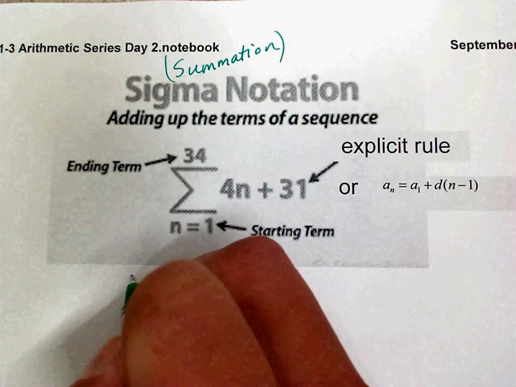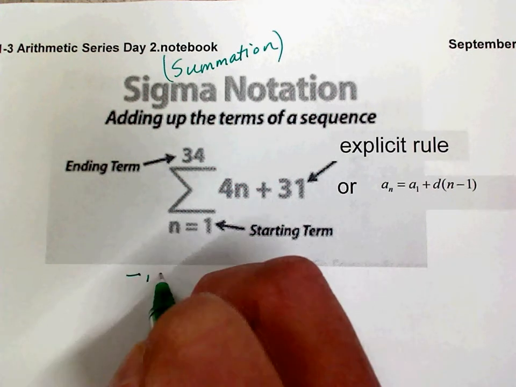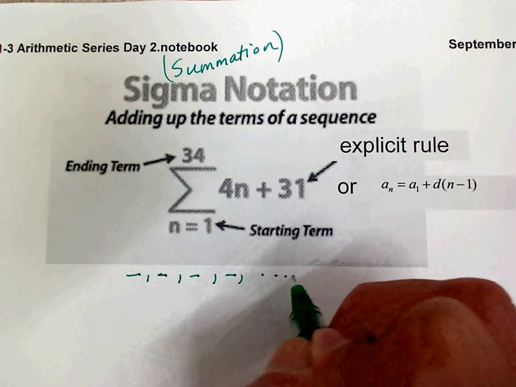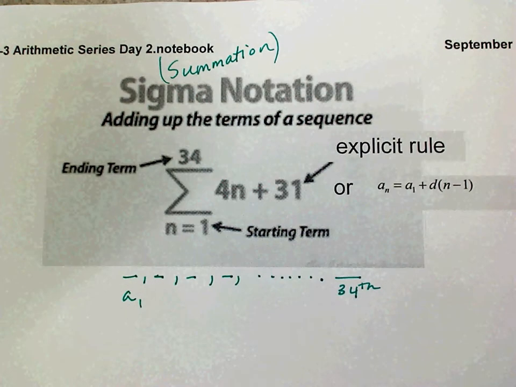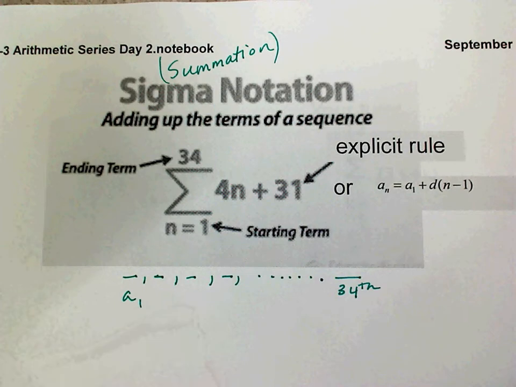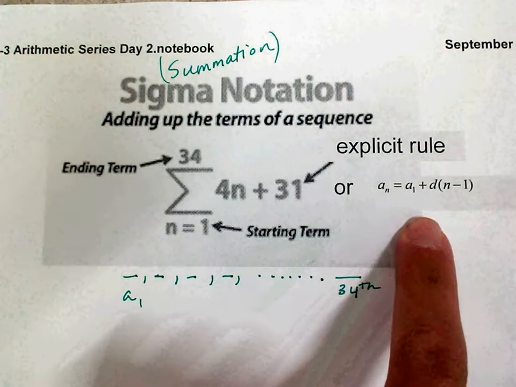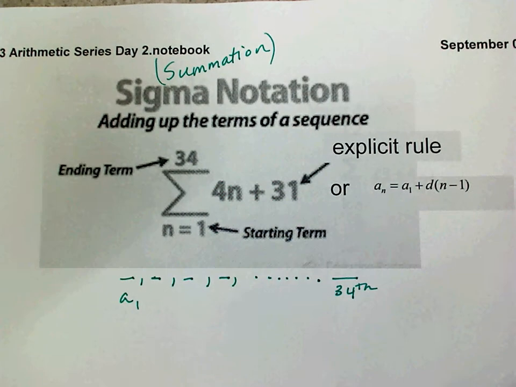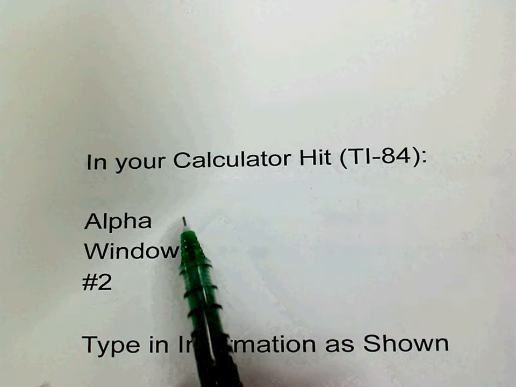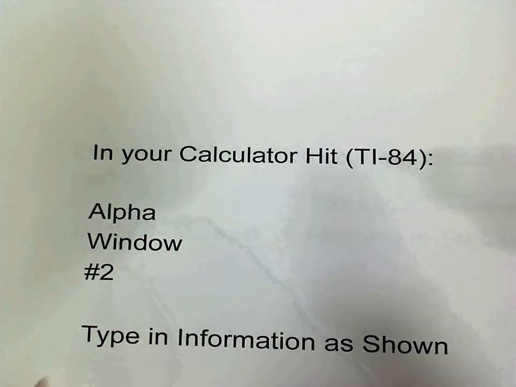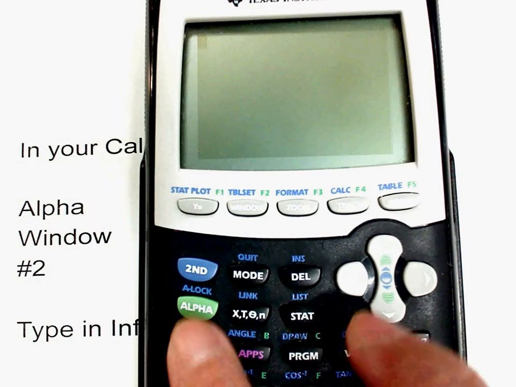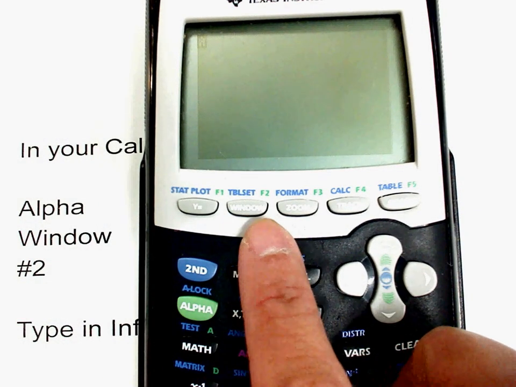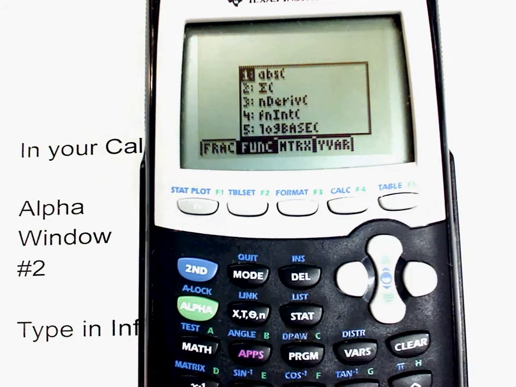It means I'm going to start off with the first term, and I'm going to keep going until I get to the 34th term. See what I mean? And all this, you can type into your calculator. It's straight calculator work. So you have a first term and a d, and you know how many terms you have? You want to use this formula instead of number 2. In your calculator, you're going to hit alpha window number 2. So alpha window, and there's your sigma, just like that.